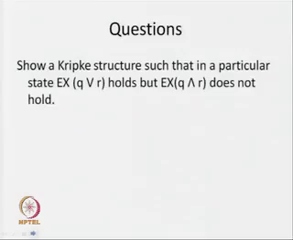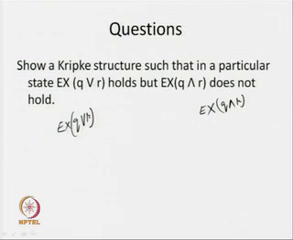Okay, next question. What I am saying is: show a Kripke structure such that in a particular state, EX(p or r) holds, but EX(q and r) does not hold. That means there exists a path where in the next state either q or r holds, but there does not exist a path where in the next state q and r both hold. So, this is very simple.